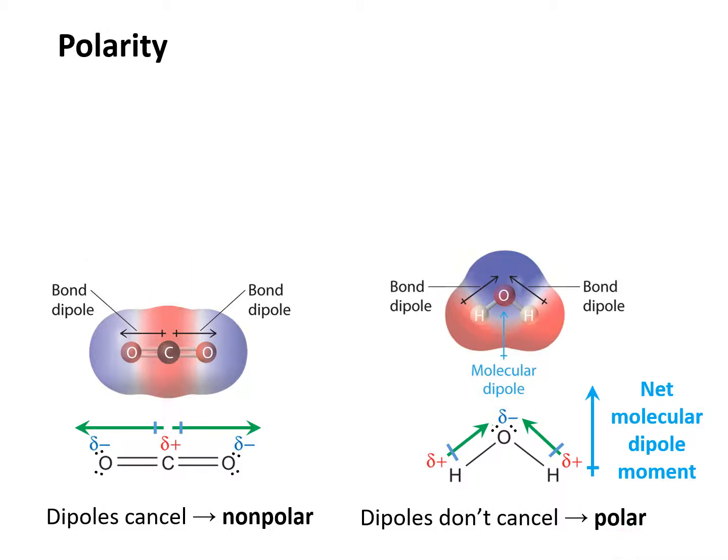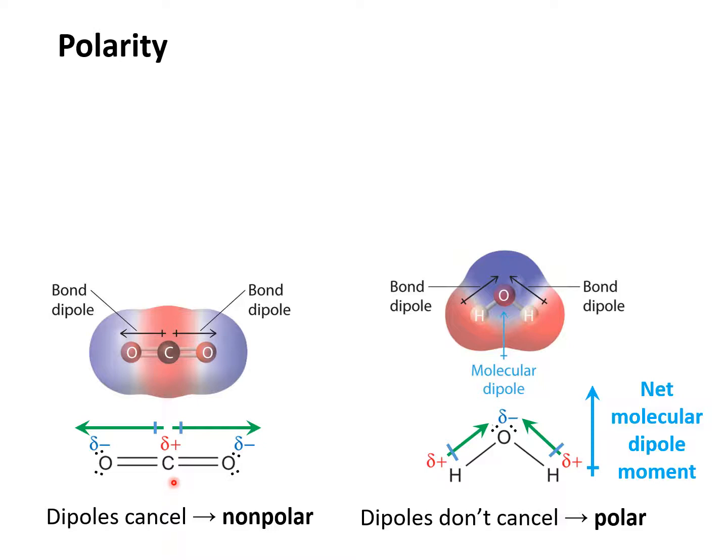Here we will learn how to predict the polarities of various molecules using the examples of carbon dioxide and water. On the left we have the Lewis structure for CO2, and we can see here that it should have the VSEPR class AX2, indicating that the molecule will be linear.